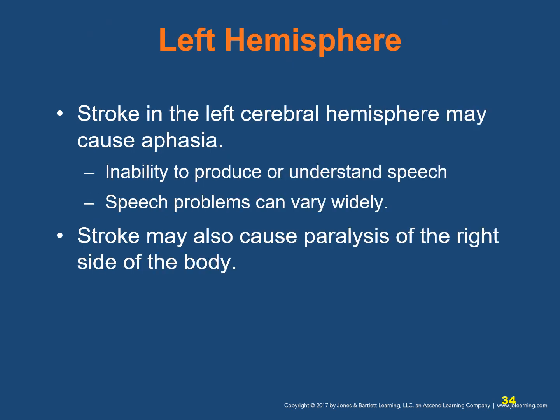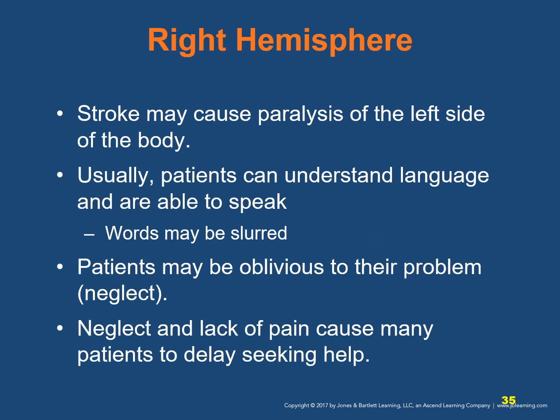Now let's discuss the left hemisphere of the brain. If a stroke occurs in the left hemisphere, it may cause aphasia. Aphasia is the inability to produce or understand speech, and speech problems can vary widely in these patients. Strokes that affect the left side of the brain can also cause paralysis to the right side of the body. With right hemisphere stroke, it can cause paralysis on the left side of the body.